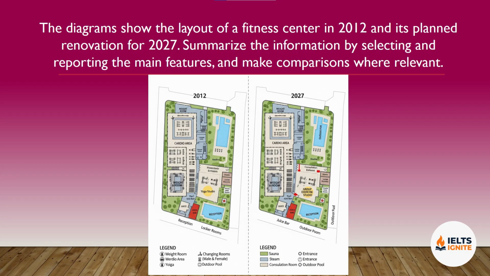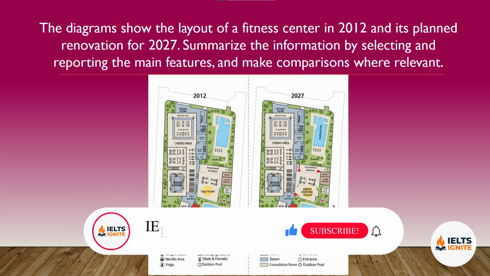Now let's look at our second map prediction: a fitness center in 2012 compared to its planned renovation for 2027. I'll show you a Band 8 model answer that explains key features, comparisons, and trends. The question is: the diagrams show the layout of a fitness center in 2012 and its planned renovation for 2027. Summarize the information by selecting and reporting the main features, and make comparisons where relevant.